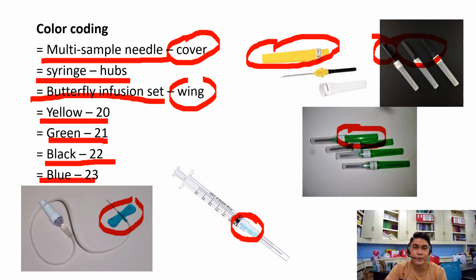Okay, so for multi-sample needle, you have the cover. For syringe, you have the hub. If the color of the hub of a syringe is green, then the needle gauge is 21. Okay, if black, then that is 22. But usually it's 21 or 23. Commonly, it's 23 for syringe. So that's why for the collection of specimen from this area, you can use a syringe or the butterfly infusion set. Okay, so the gauge is 23.